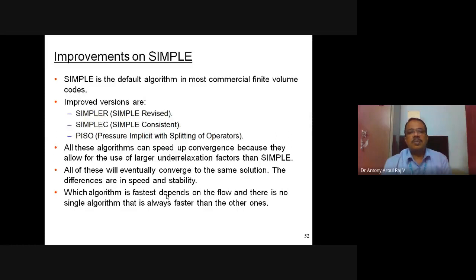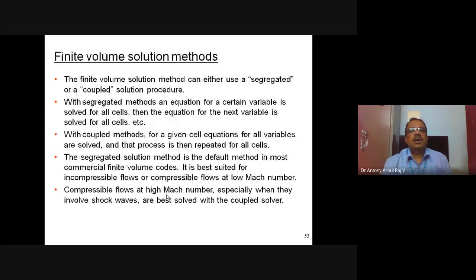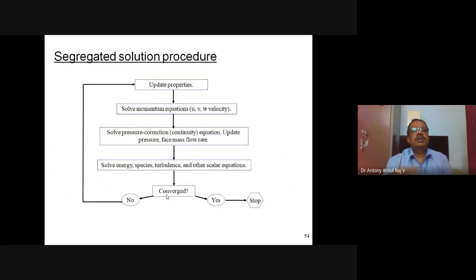We are using the SIMPLE algorithm only. Just now we have seen the finite volume method of solution. The SIMPLE algorithm is also called a segregated solver. The procedure is: we start with the guess properties, we solve all the momentum equations, and we solve the pressure correction equation.